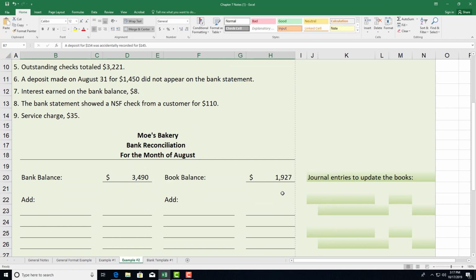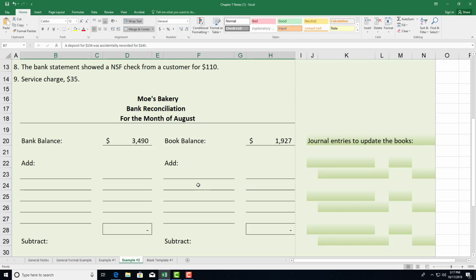We just made a mistake on our books, and we did not record enough deposit, so we need to add that back. So we'll go to book error and add back that $9 difference.